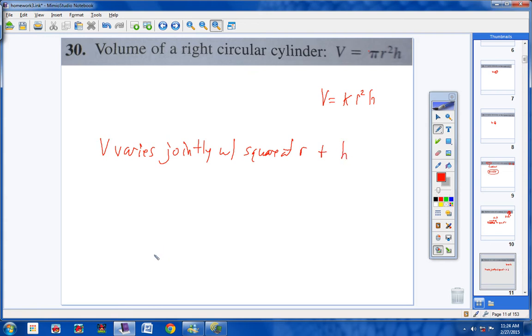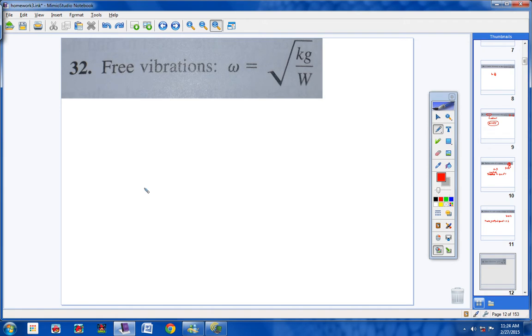Okay? There you go. That's it. Varies jointly. Okay? Because again, the k is not on top. It's all direct variation, and there's more than one variable. Okay? Number 32. Alright, let's be careful here now.